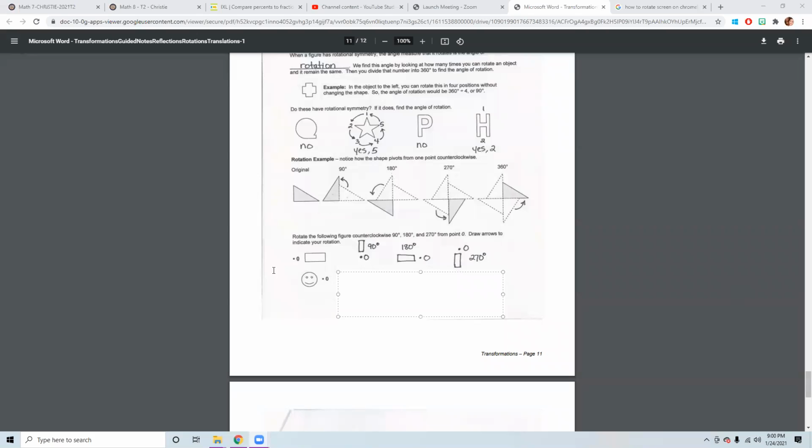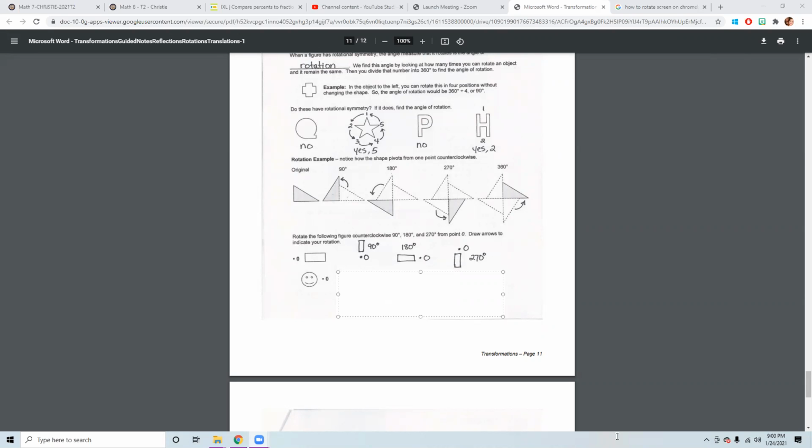So here's the first one, just to give you a little bit of a hint if you need it. So we've got our rectangle and then our origin over here. So if I rotate it 90 degrees, it's going to make it stand up. We're looking at the origin here. So if I turn my paper counterclockwise 90 degrees, it's going to look like that.